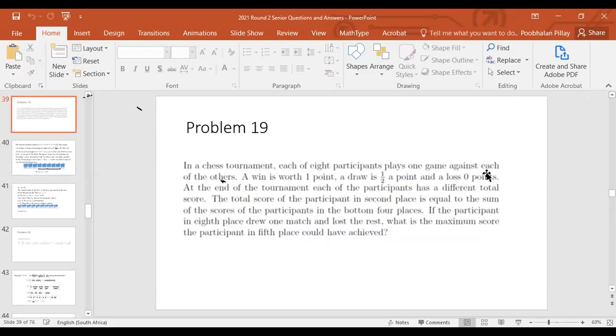Problem number 19. Let's have a look at problem number 19. This was also a nice problem, which I found quite demanding. It took quite a lot of time because I was doing the wrong thing. Problem number 19 is about a chess tournament, and there are 8 participants who play games.